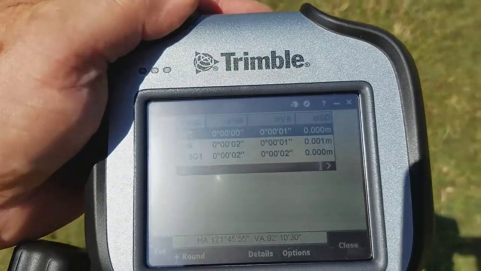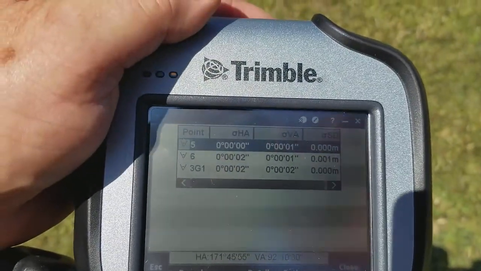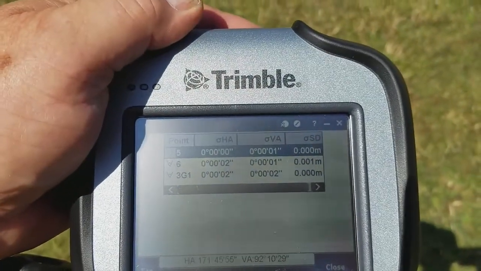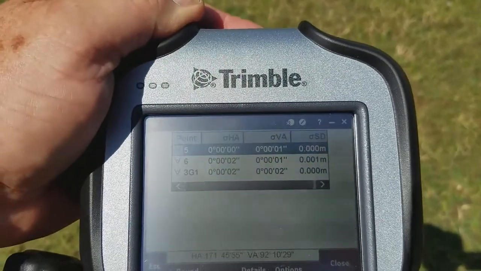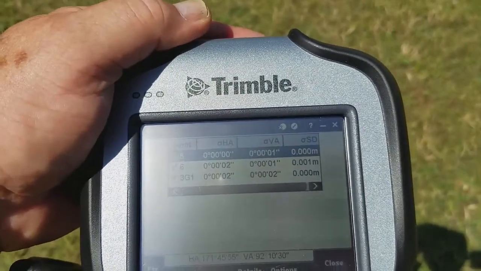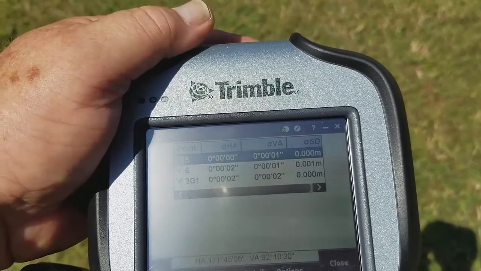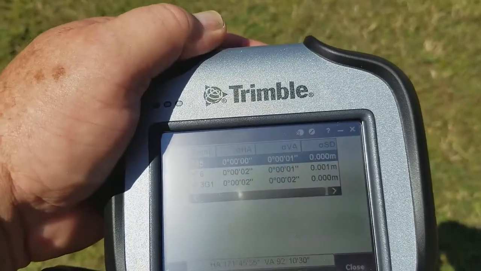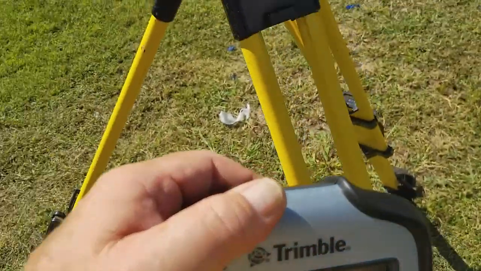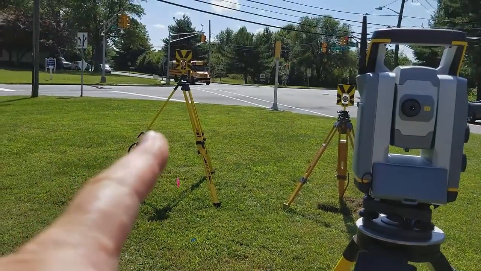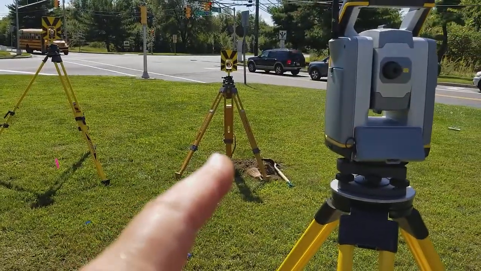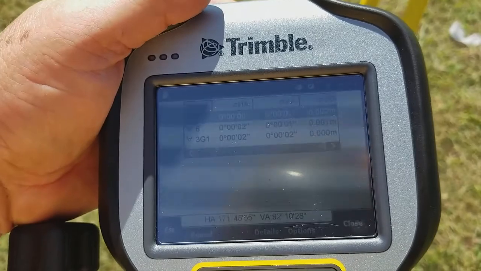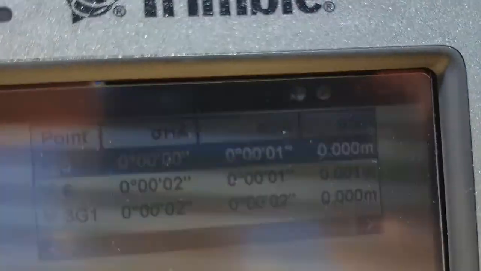Alright, we've got some preliminary results of the first setup. Instrument is at 0.1, measuring back to 5 as my back sight. You can see the residuals of the 4 sets are quite small, down in the 1 and 2 second range. And the distances were flat except for 1 millimeter to number 6. I'm calling the target there on the left number 6, and that is called 3G1. So that's what it looks like after the 4 sets are completed, and then I'll close it and store them.